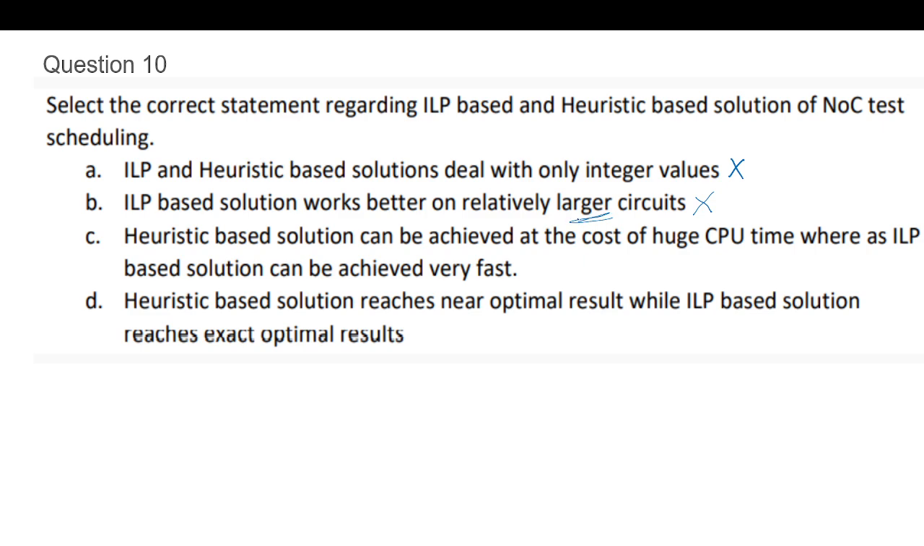Heuristic based solution can be achieved at the cost of huge CPU time, whereas the ILP-based solution can be achieved very fast. Heuristic-based solution reaches a near optimal result, while ILP-based solution reaches the exact optimal result. This is true. So option D is the correct answer.